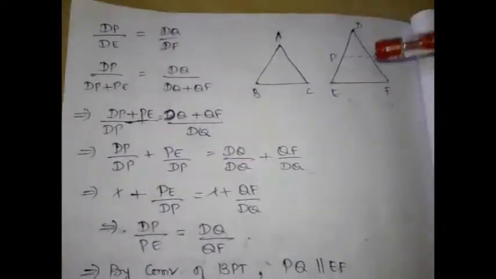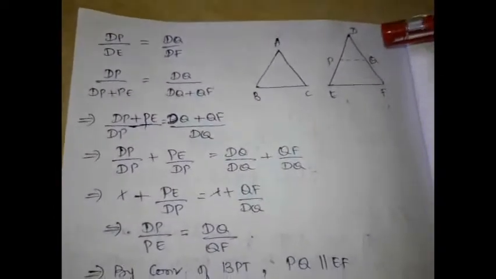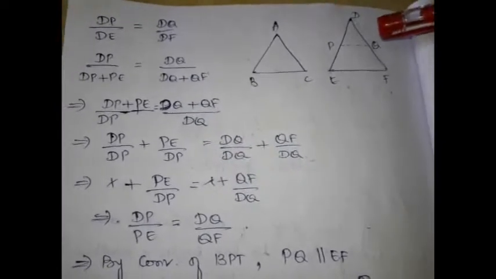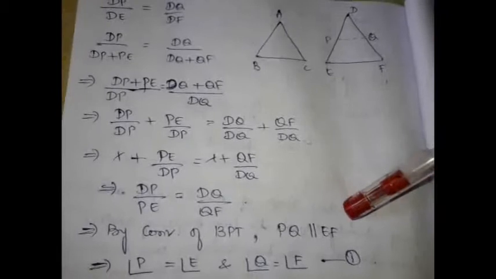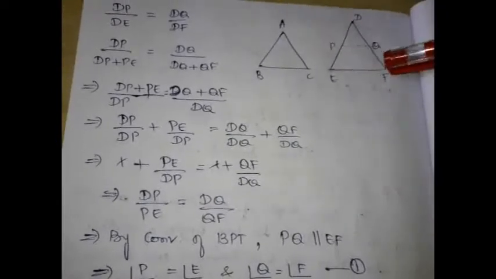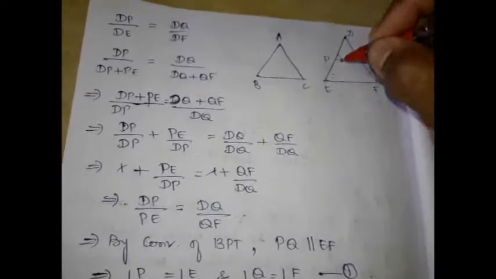So immediately what strikes our mind? Converse of basic proportionality theorem. By converse of basic proportionality theorem, this PQ will be parallel to EF, right? PQ is parallel to EF. If PQ is parallel to EF, what we know, the corresponding angles will be equal. Therefore, angle P equals angle E and angle Q equals angle F.